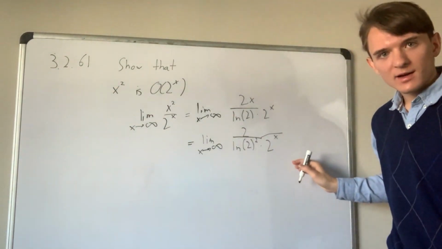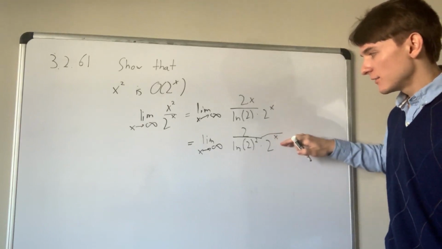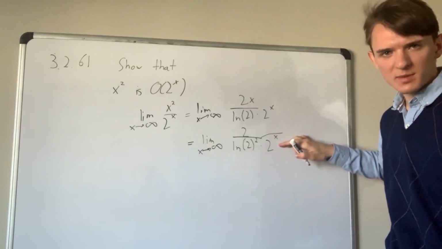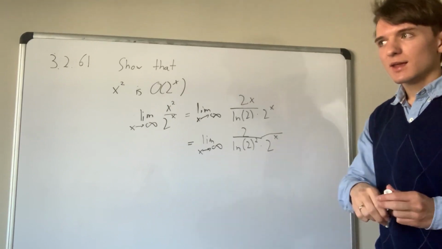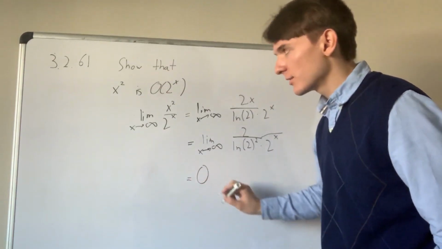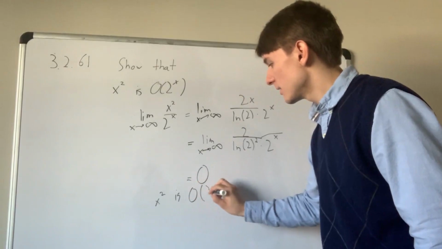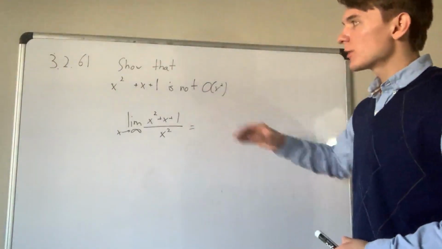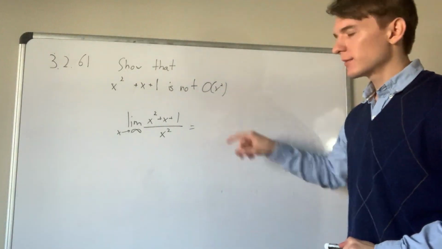And from there, I think we're pretty much done, right? A constant divided by pretty much anything with a base to the power of x will get infinitely close to 0, so we say that our solution is 0, and therefore x squared is big O of 2 to the power of x. Show that x squared plus x plus 1 is not big O x squared.